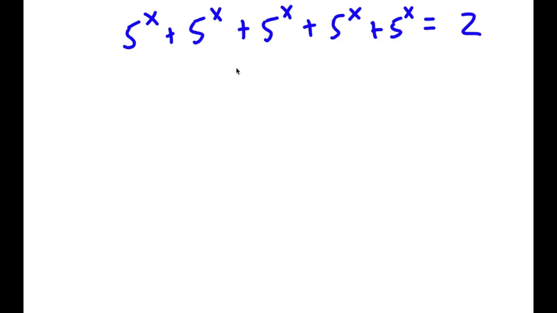In today's video, I'm going to be teaching you guys how to solve this exponential problem. So we have 5 to the power of x plus 5 to the power of x plus 5 to the power of x plus 5 to the power of x plus 5 to the power of x is equal to 2.